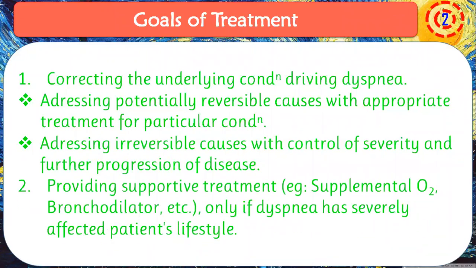And the next thing that we have to do is if the disease is untreatable at all or the disease is causing excessive effect on the patient's lifestyle, then we have to provide supportive treatment. For example, supplemental oxygen, bronchodilator therapy, and adrenergics for allergic exposures, etc.